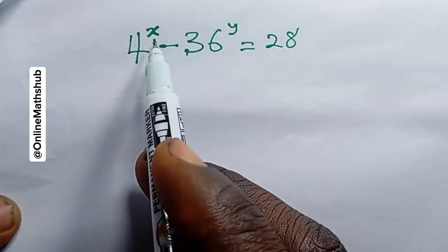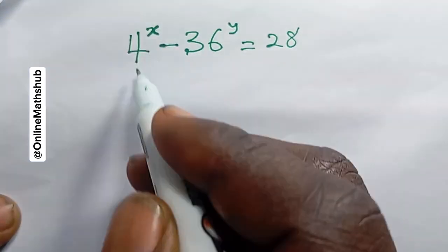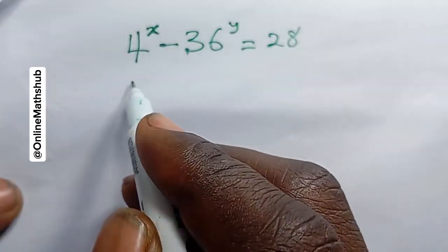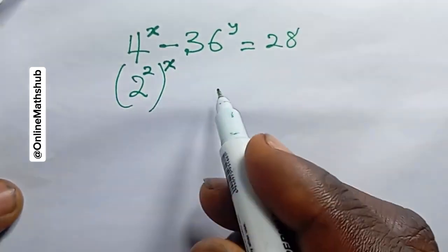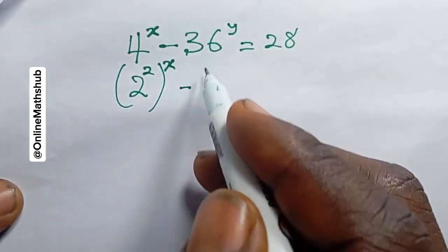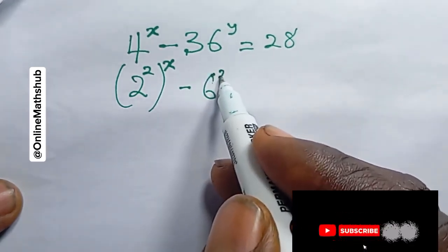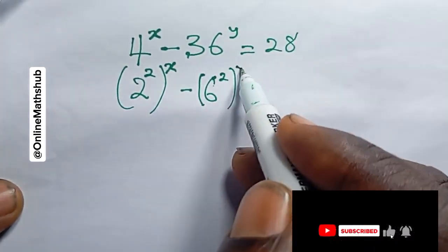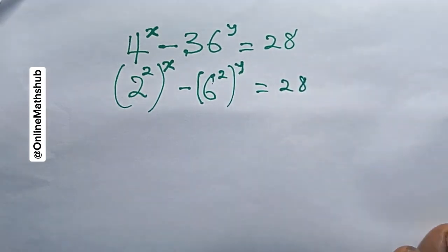What values of x and y will satisfy this equation? Okay, so the first thing I want to do is write this 4 as 2 power 2, raised to power x, and then of course minus. I can also write this 36 as 6 power 2, raised to power y. This is equal to 28.